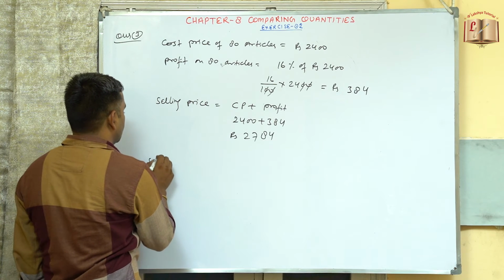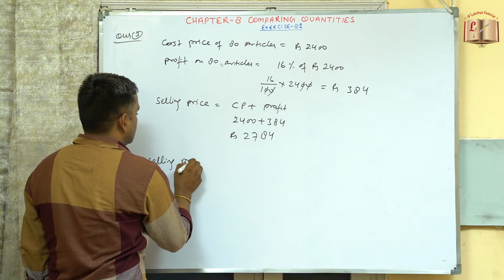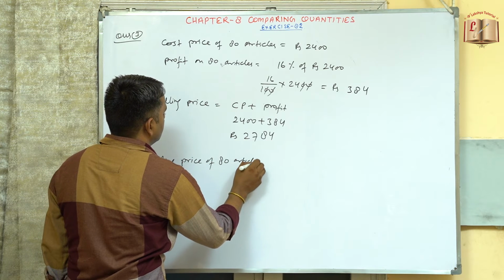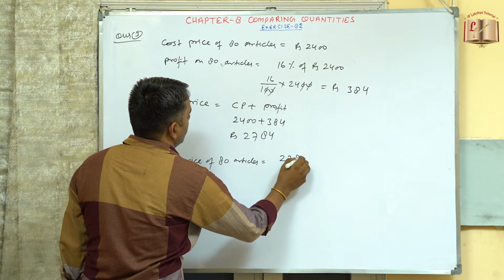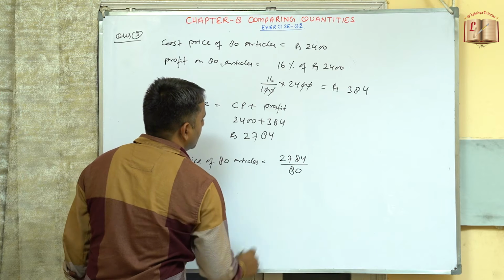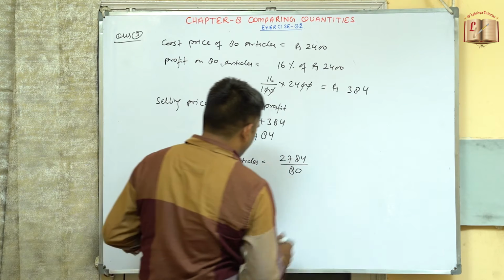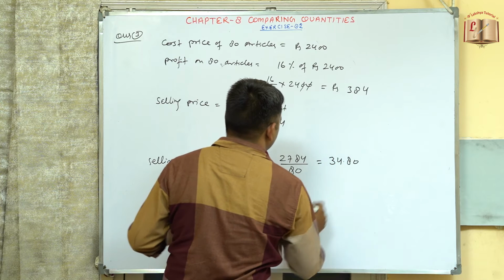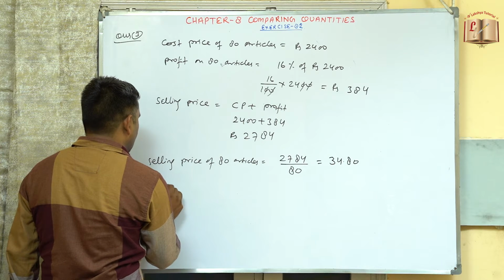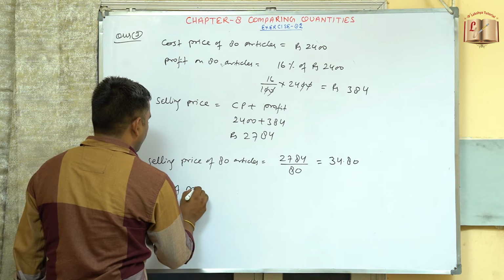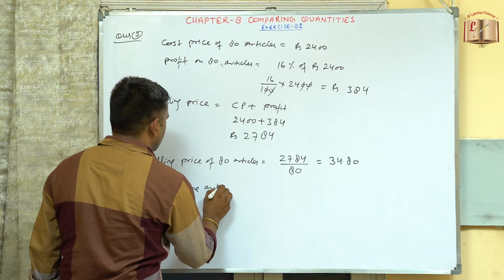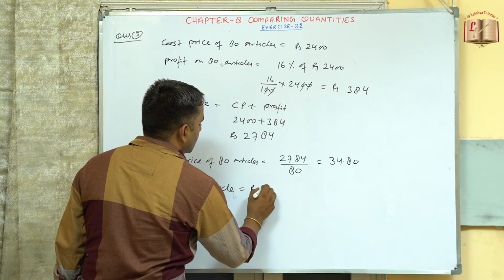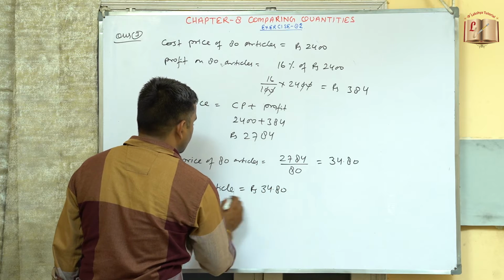Now the selling price of 80 articles is 2784, so the selling price of one article will be 2784 divided by 80. So now we can solve this. So this is equal to now 34.80. So the selling price of one article is equal to rupees 34.80.